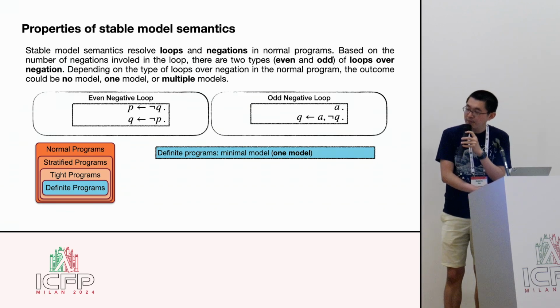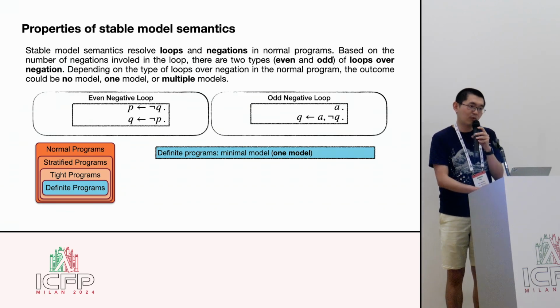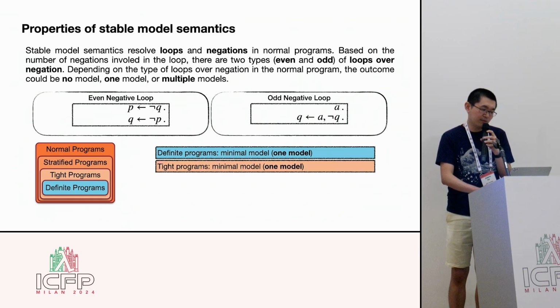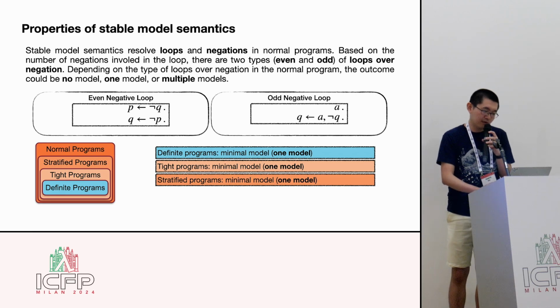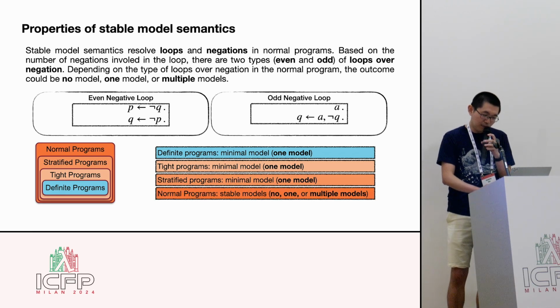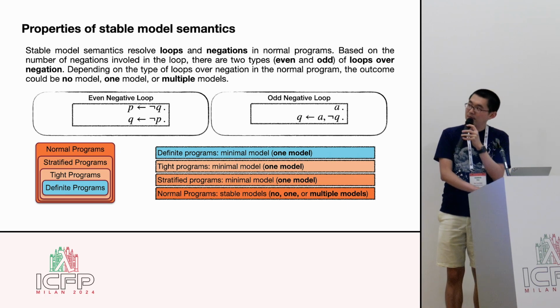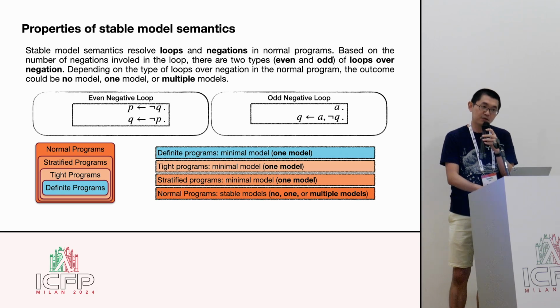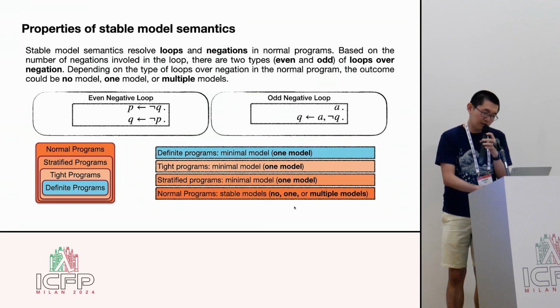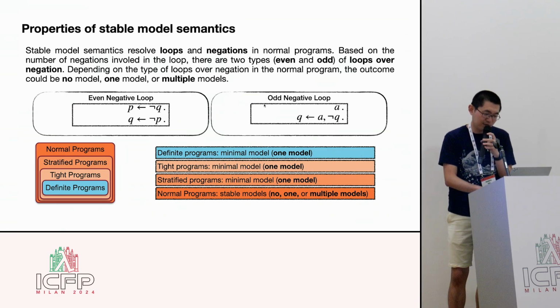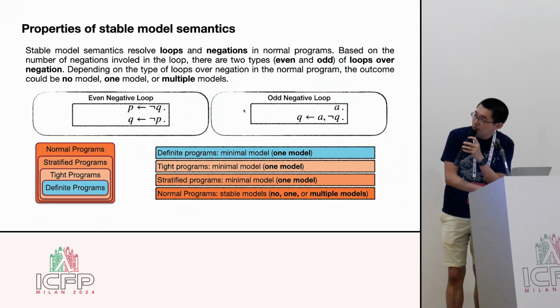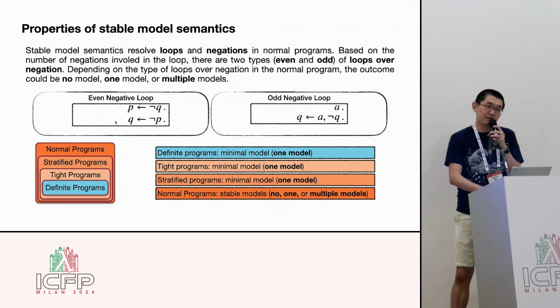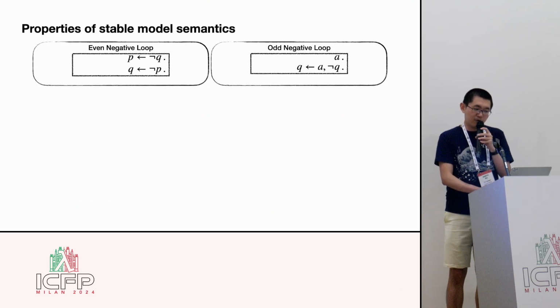Now, the same hierarchy comes out. For a definite program, we use the minimum model, so you always have one model. A tight program also has one model. A stratified program also has one model. But for the normal program, we have no models, or maybe one model, or maybe multiple models. The reason for no models actually comes from the odd negative loops, and the reason we have multiple models comes from the even negative loops. So therefore, we have two types of negative loops here.